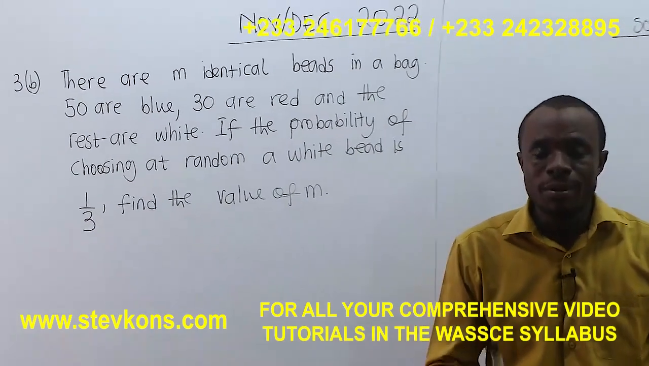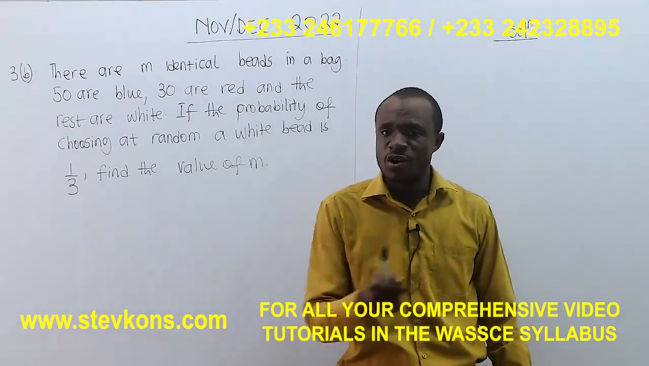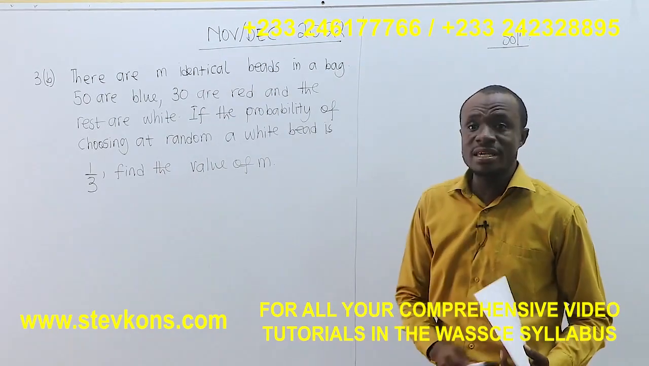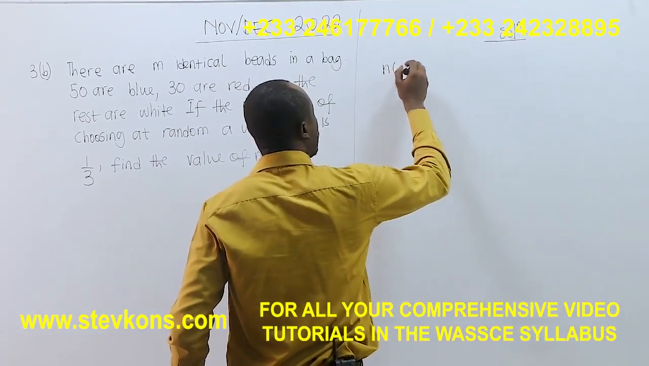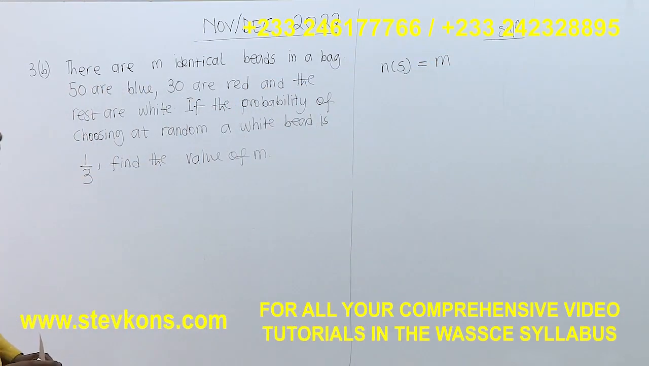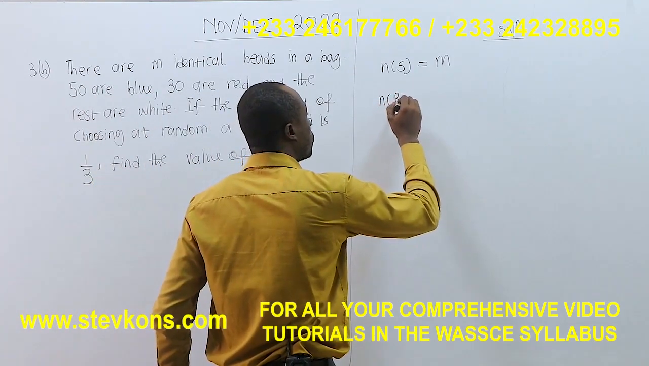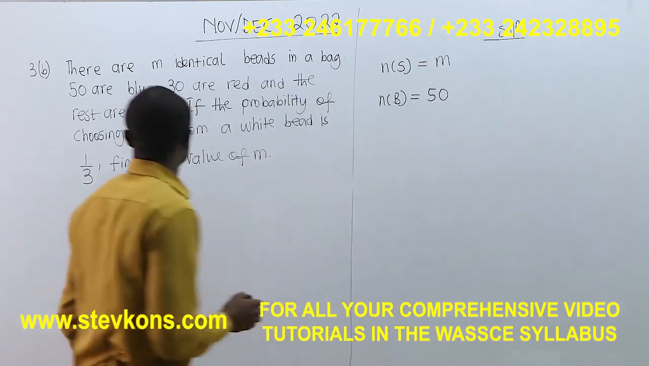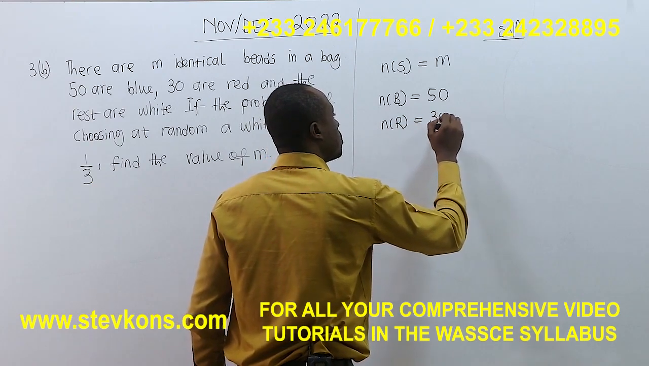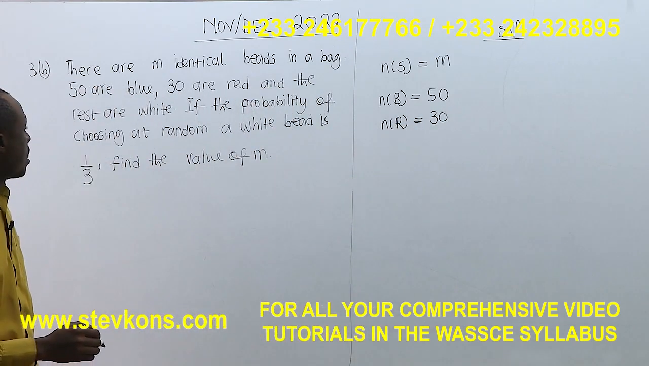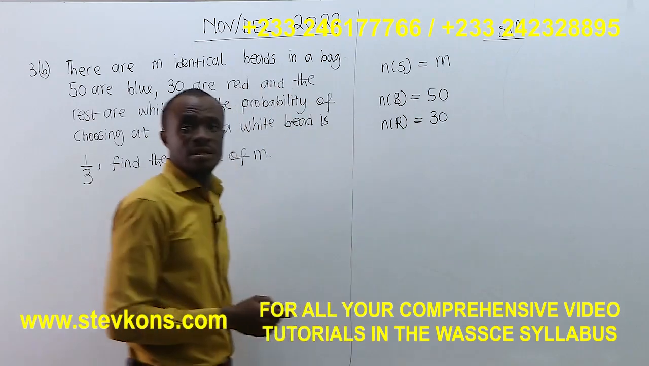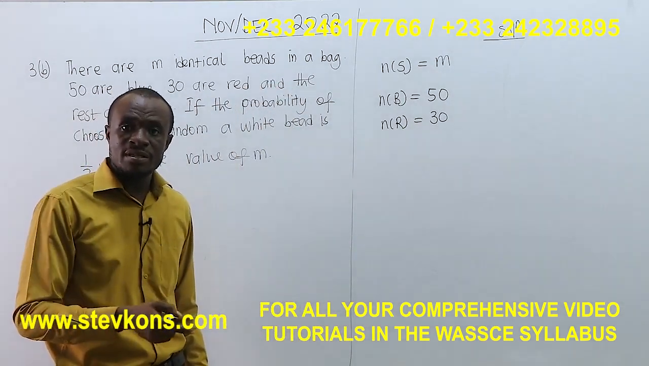Now, how do you find probability? Probability is number of events over number of sample space. You have been told that there are M identical beads in a bag. Clearly, the number of sample space is equal to M. 50 are blue, so the number of blue balls is 50. 30 are red, so the number of red balls is 30. And the rest are white. Do you know the rest? No, we don't know the rest. But we have been told that the total is M.